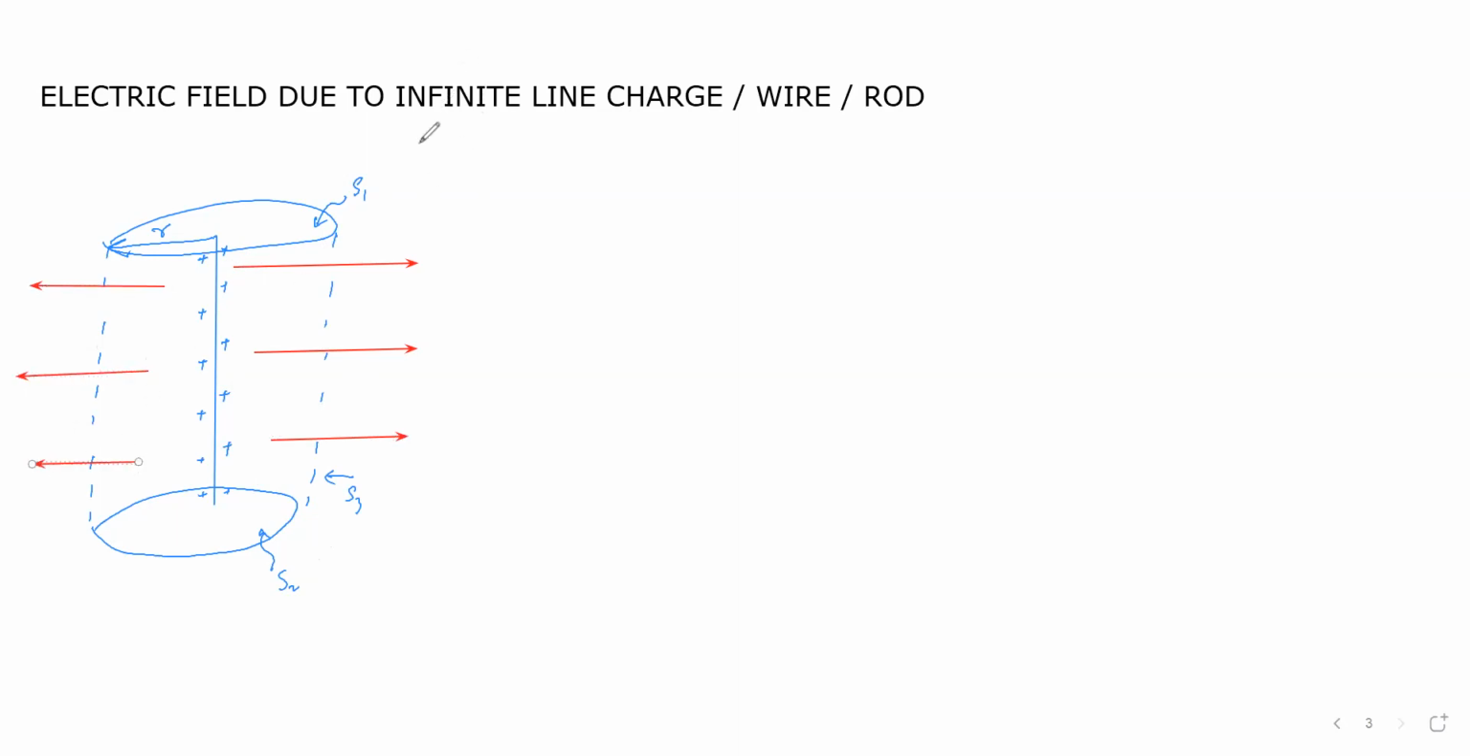But what will be the area vector? The area vector for surface 1 can be taken as perpendicular to the surface, which is along this direction. For this, it is also perpendicular to the surface. And for this, it is also perpendicular to the surface. These area vectors make a 90-degree angle with the electric field lines. But surface 3 is not making 90-degree, it is making 0-degree angle. Are you clear or not?